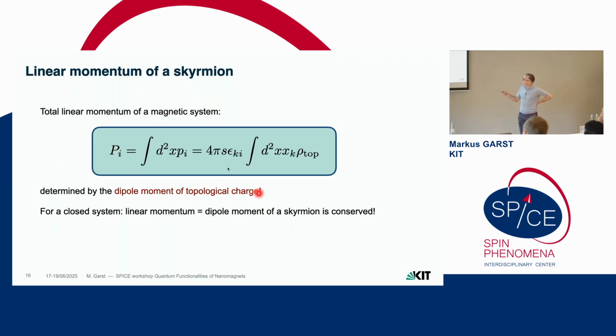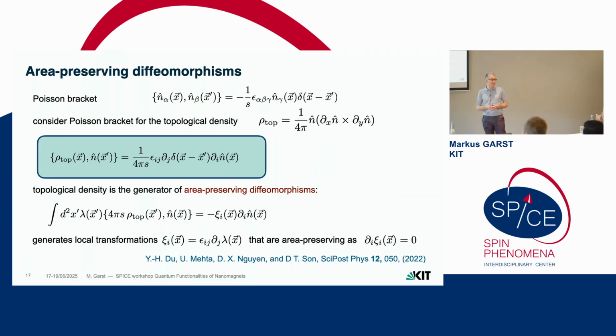So the claim is the momentum is nothing but the dipole moment of topological charge, and in particular for a closed system, the linear momentum is conserved, and this means also the topological dipole of a skyrmion is conserved. So there is a topological dipole conservation law.